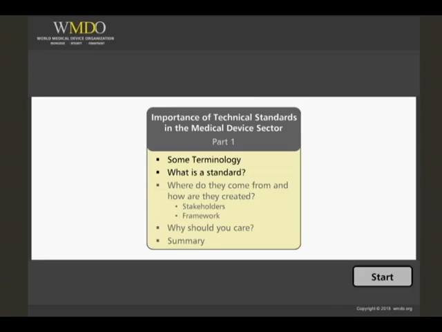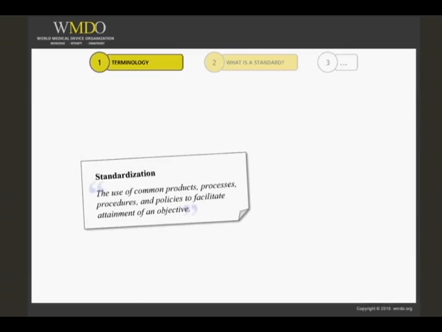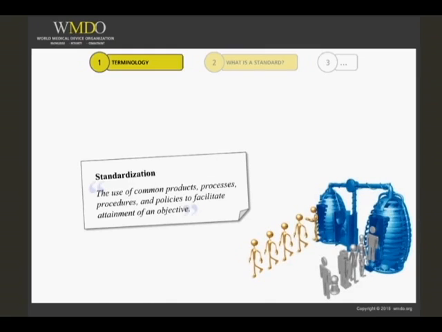Before we begin, we need to understand a couple basic terms. The first term is standardization. Simply put, standardization is the use of common products, processes, procedures, and policies to facilitate attainment of an objective. The objective can be to improve safety, reduce cost, increase efficiency, gain access to markets, and ultimately to be more competitive in the global marketplace. Standardization is an engine that helps make the global marketplace work, and work efficiently.